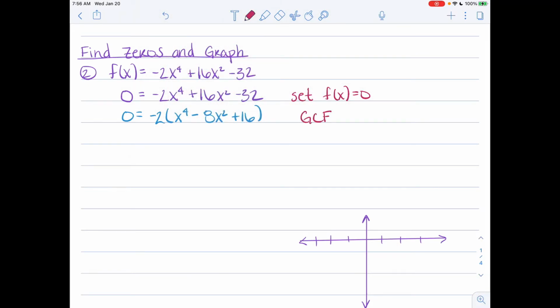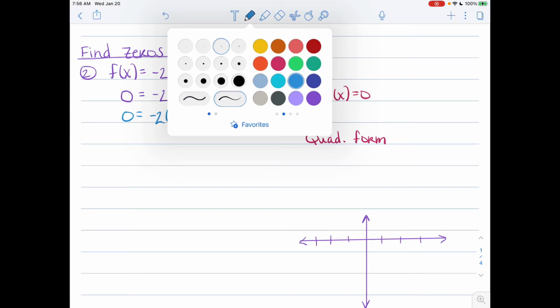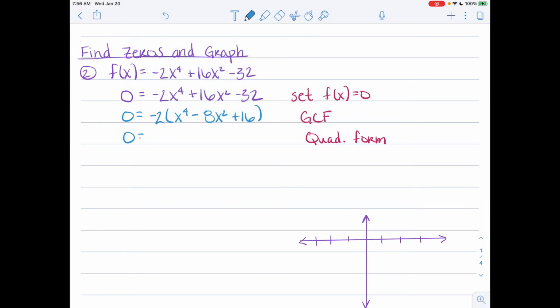I notice that I have 3 terms. That means that I'm going to use quadratic form next. It's quadratic form. We don't actually have a quadratic, we have a quartic, but because we have 3 terms, we can use the same format. So I'm going to say that 0 is equal to negative 2 and set up 2 sets of parentheses. But instead of putting an x in the front of each parentheses, I need an x squared so that I account for this x to the 4th. X squared times x squared will give me x to the 4th. Now I'm looking for 2 numbers that multiply to be 16 but add to be negative 8, and that would be a negative 4 and a negative 4.